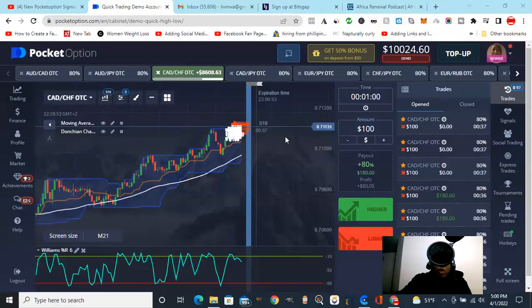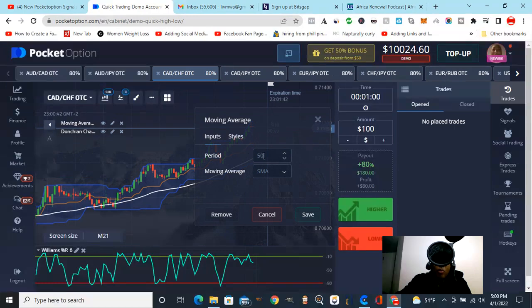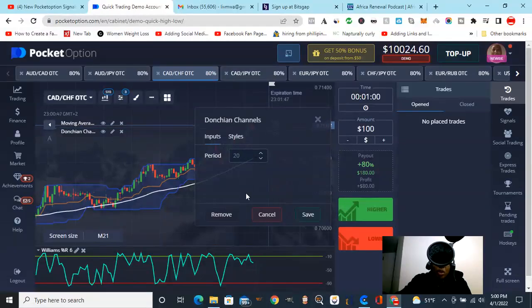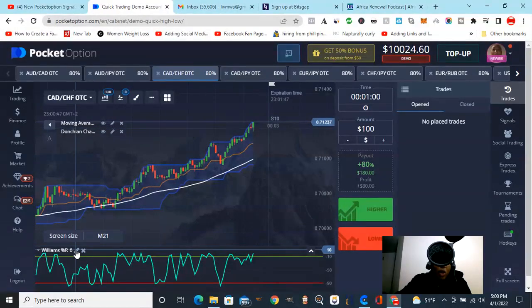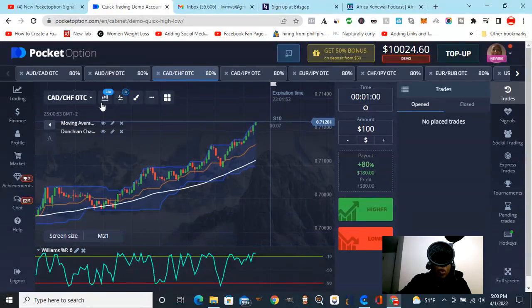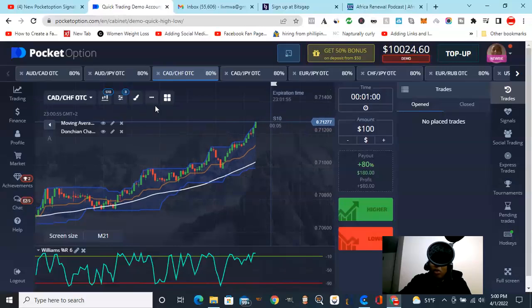Basically, when you're trading, you have to look at these 3 indicators. There's a moving average, 50 SMA, the Donchian Channel, period is 20, and then the Williams range, and the period is 6. And of course, we are using 10-second candles. And of course, we are trading for 1 minute.